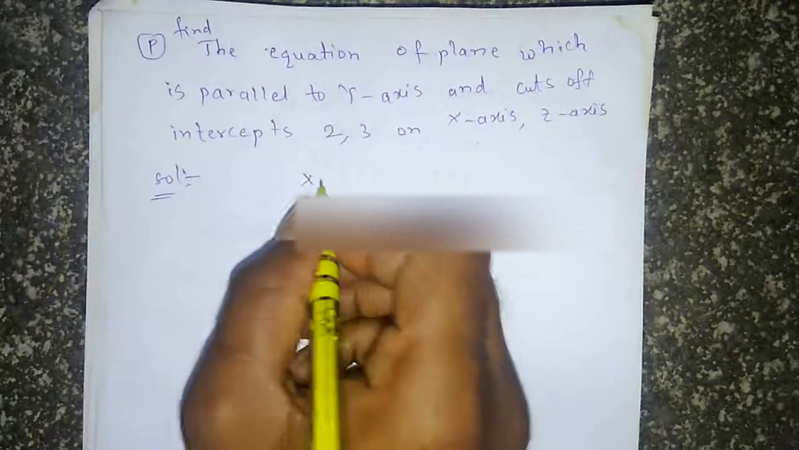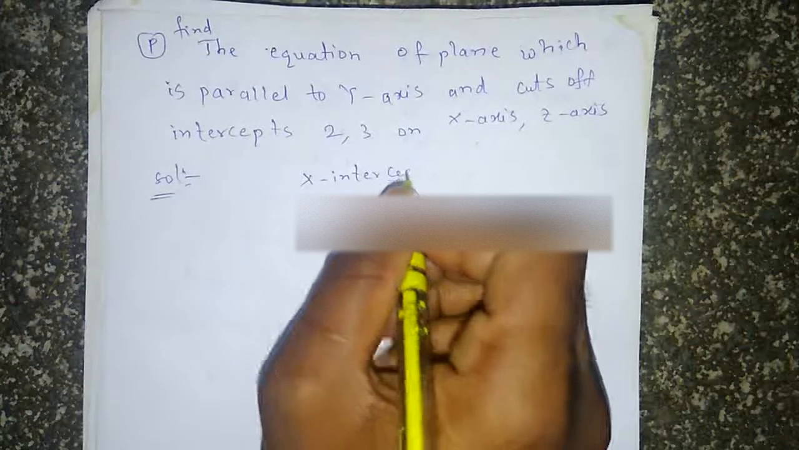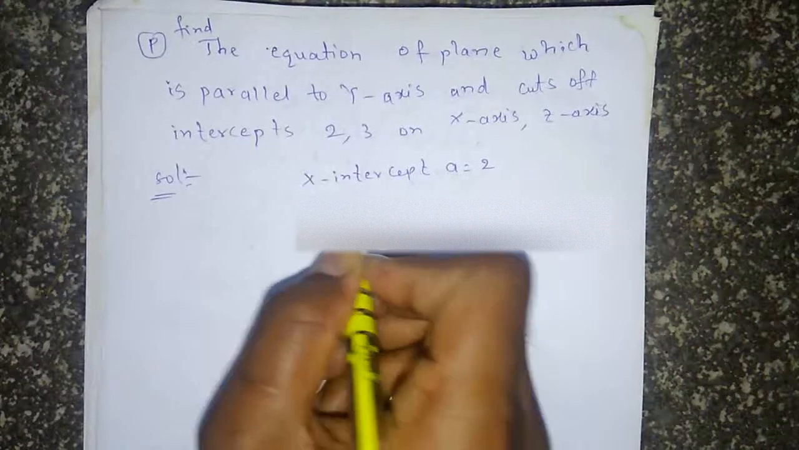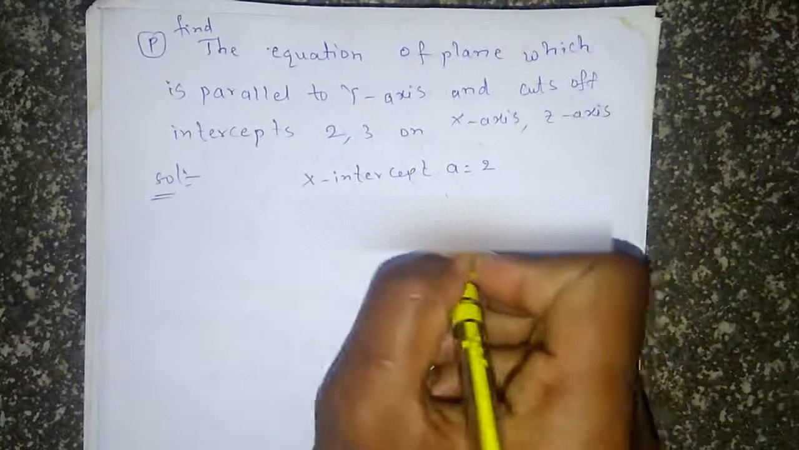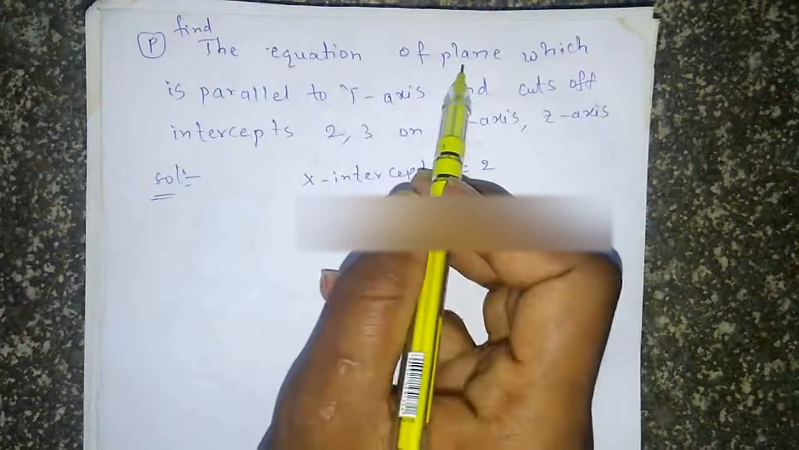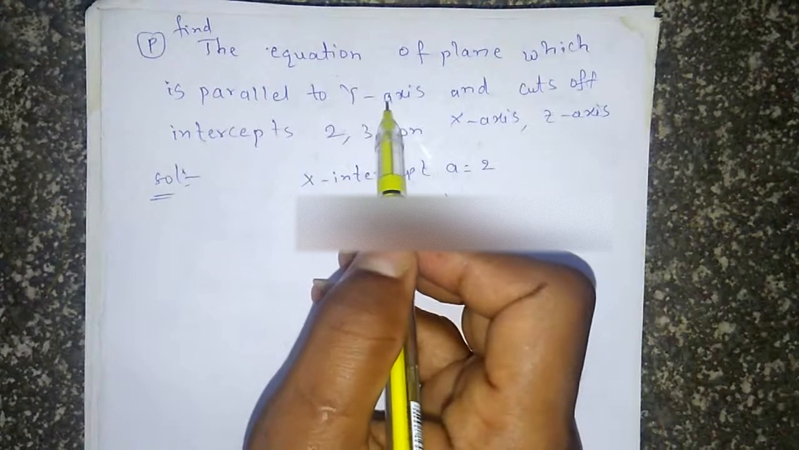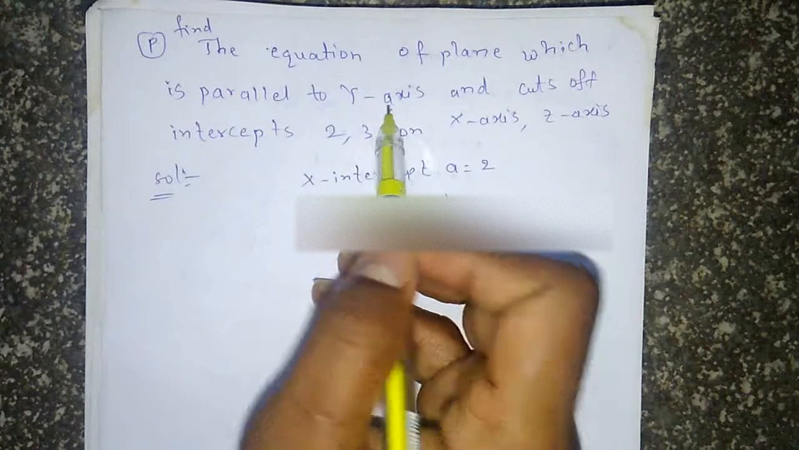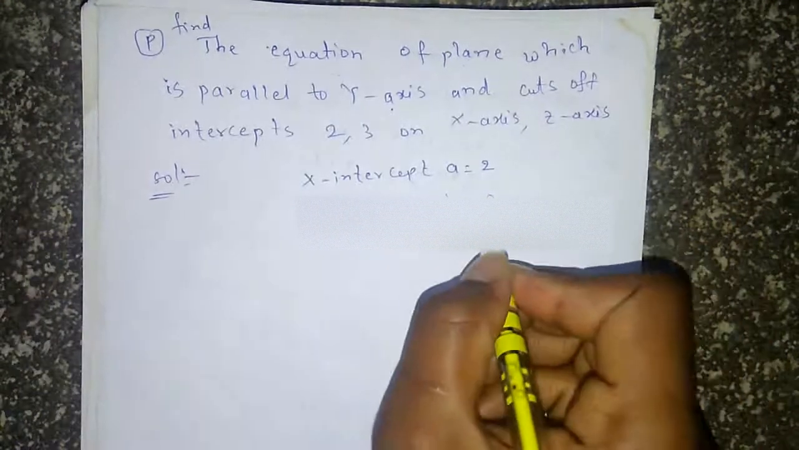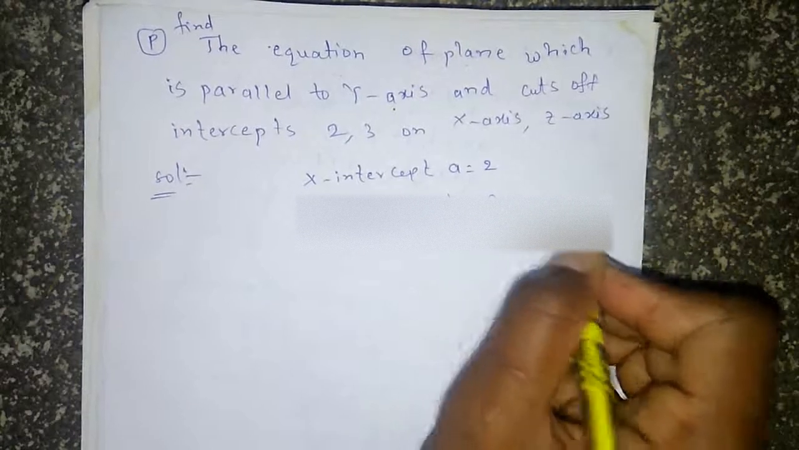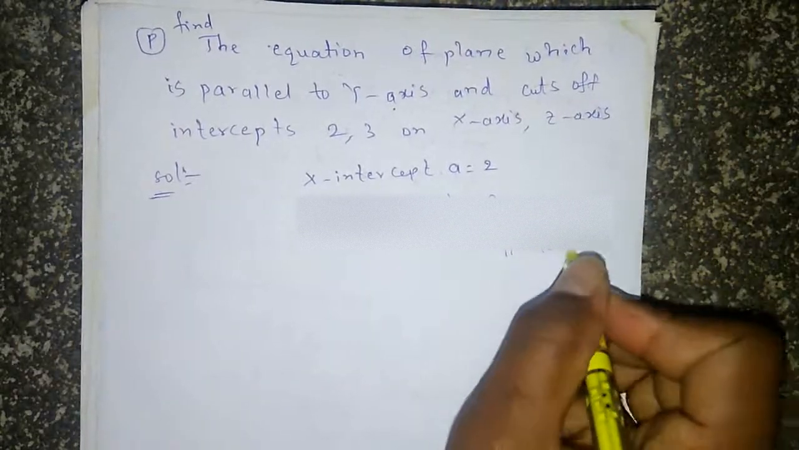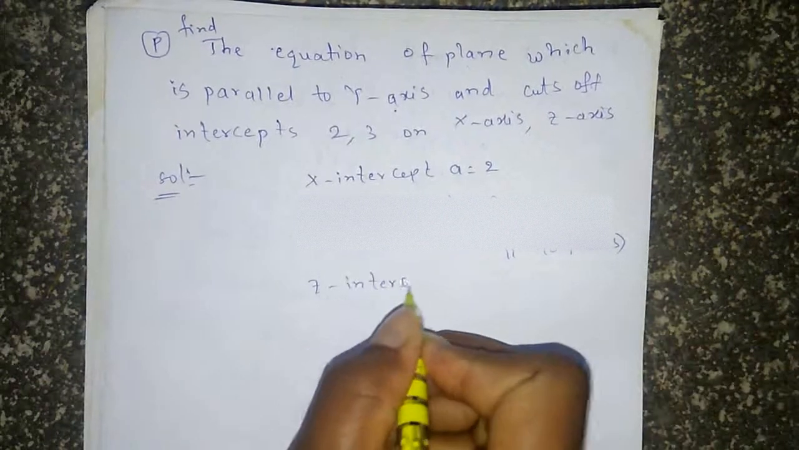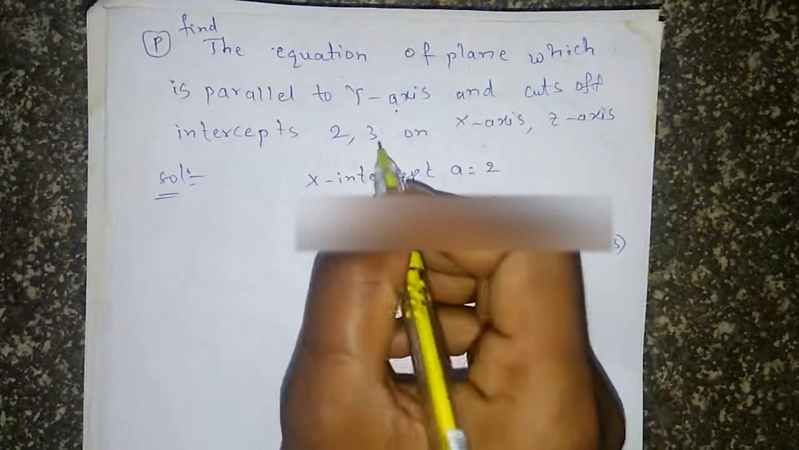So here the x-intercept is given as 2, that is small a is 2. So this plane is parallel to the y-axis. Parallel to the y-axis means it will never touch the y-axis. So that means the y-intercept is 0, since the plane is parallel to the y-axis. And the z-intercept, that is small c, is given as 3.